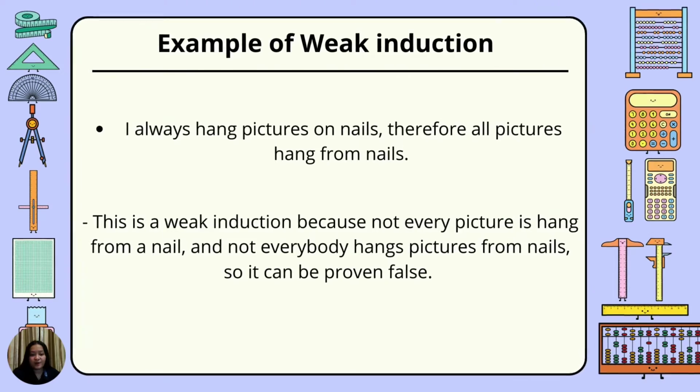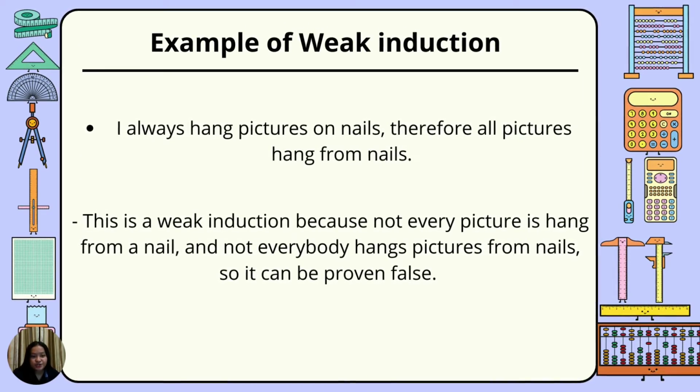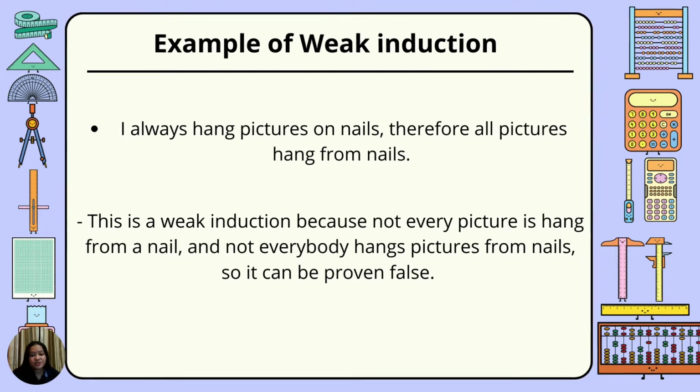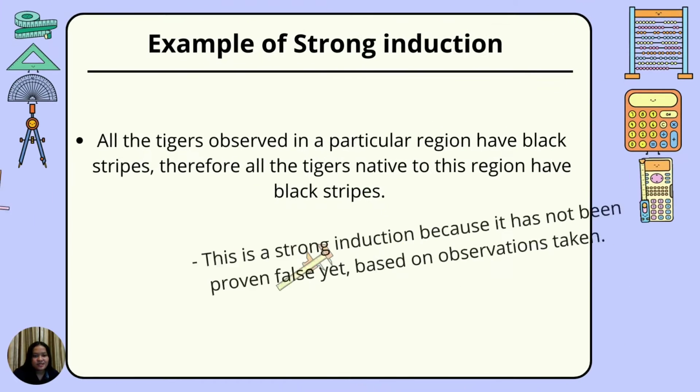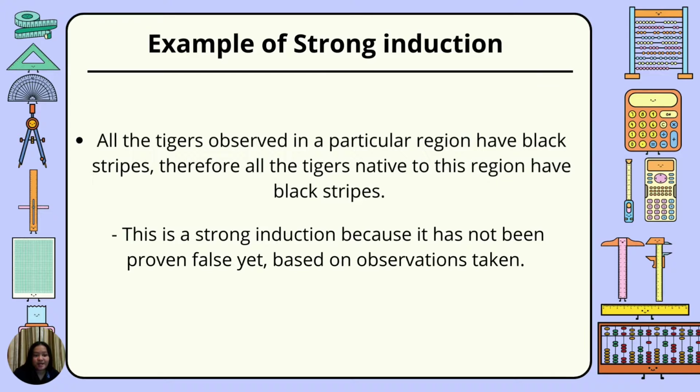We have here an example of weak induction. I always hang pictures on nails. Therefore, all pictures hang from nails. This is a weak induction because not every picture is hung from a nail and not everybody hangs pictures from nails, so it can be proven false. We have also here the example of a strong induction. All the tigers observed in a particular region have black stripes. Therefore, all the tigers native to this region have black stripes. This is a strong induction because it has not been proven false yet, based on observations taken.